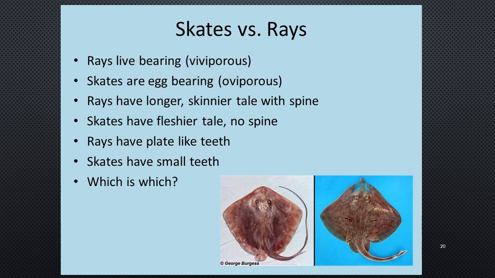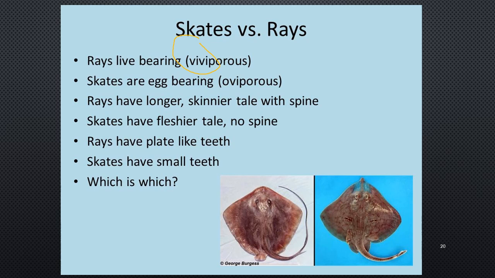So let's just look at some differences because you'll actually see examples of these in lab and you'll have to be able to tell the difference between the two. Rays give birth to live young. That's what we call viviparous. And if you remember your Latin, because it's always helpful in science, vivi right here, that's going to mean live. So in this instance, parous really means birth, so live birth, if you think of it that way.